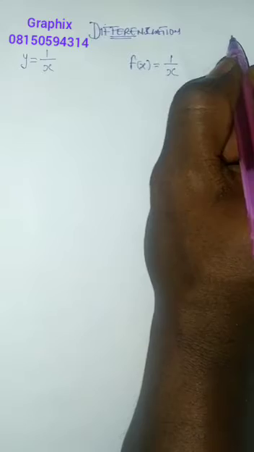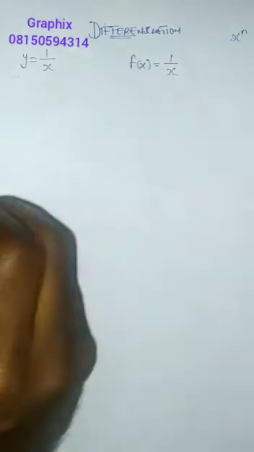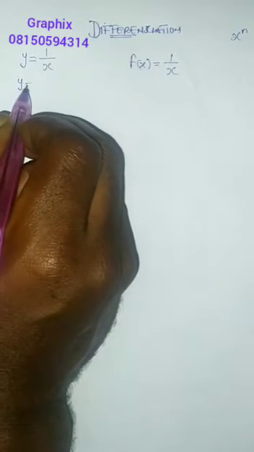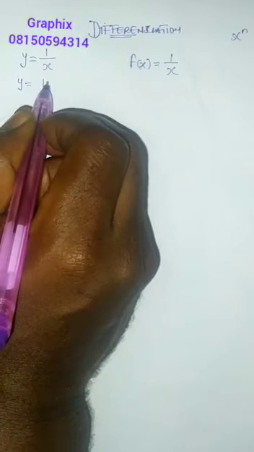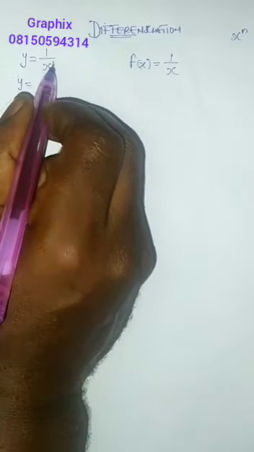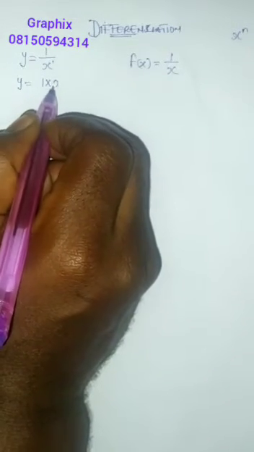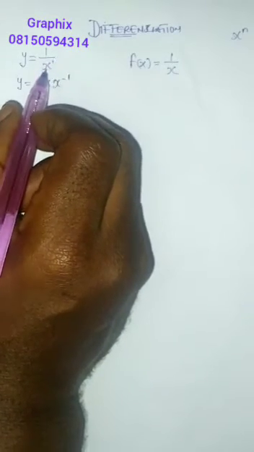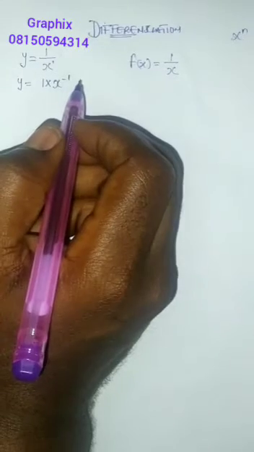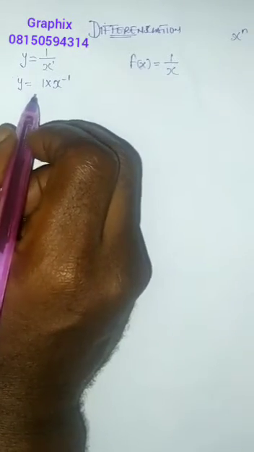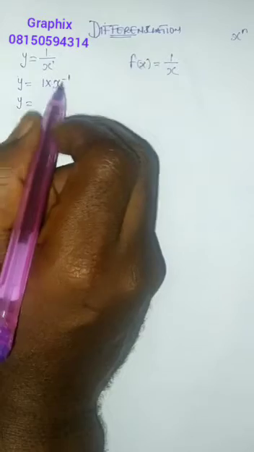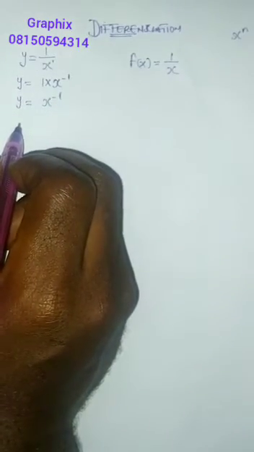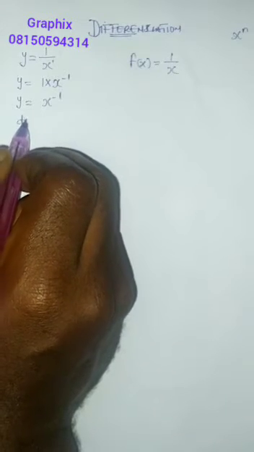In the form of what? A raised to power what? n. Is that taken now? So in this case, my y can also be written as 1 times x raised to power minus 1, because when it changes position from base, it attracts a negative sign. So now y equals 1 times anything will give you that thing, x to the minus 1. Are we good?